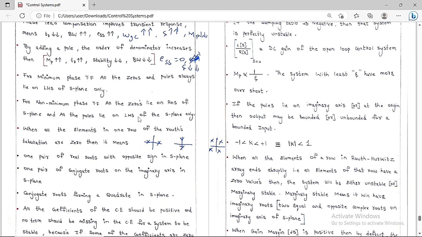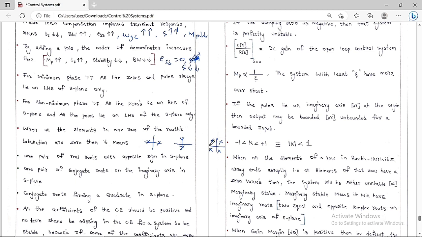Therefore, you can say when all the elements in one row of the Routh tabulation are 0, it means one pair of real roots with opposite sign in the S-plane, one pair of conjugate roots on the imaginary axis in the S-plane, or conjugate roots forming a quadrature in the S-plane. So you always have to keep these things in mind.